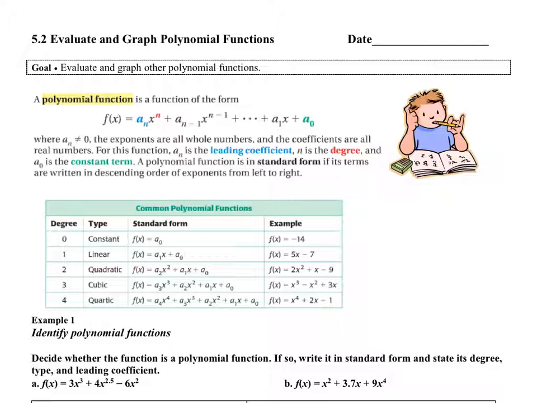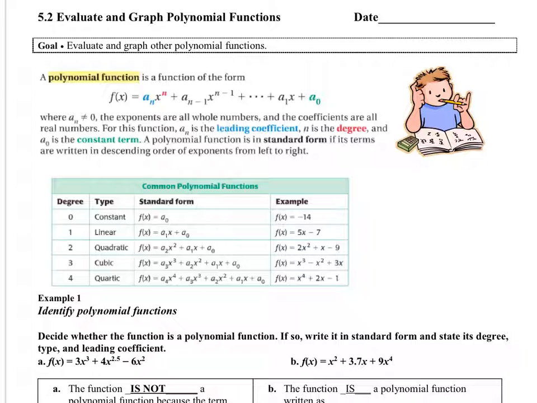Today we're going to look at 5.2, Day 1: we're going to evaluate and graph polynomial functions. Again, if you have these guided notes, it'll save you quite a bit of time, or you can print them out from Google Classroom to make it a little bit faster. So let's go ahead and look at these definitions.